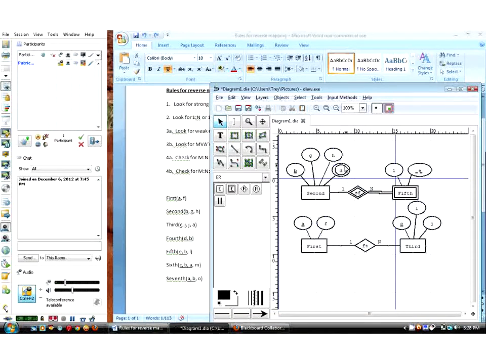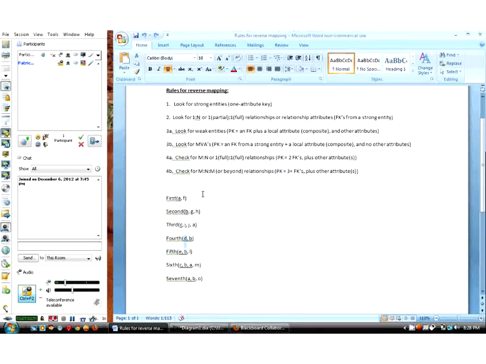And there it is. So I've got a multi-valued attribute D on second, okay? So that takes care of that table 4. All right, so we've identified one MVA. So what's next? All right, next mapping rule.